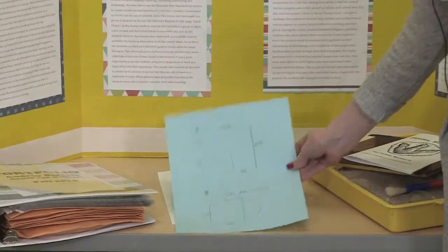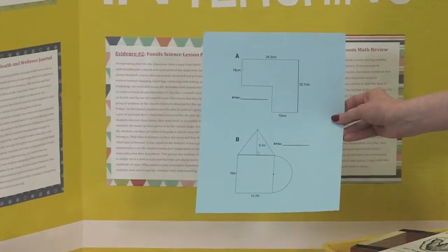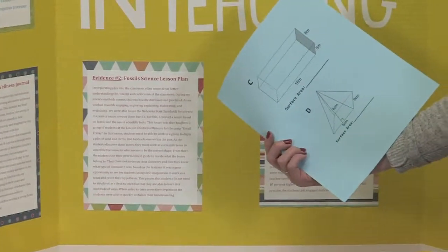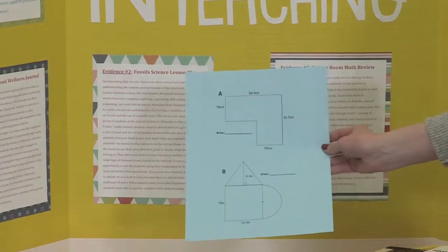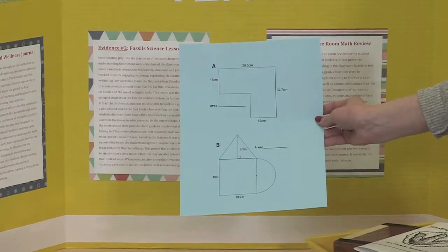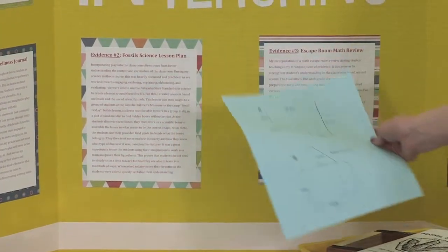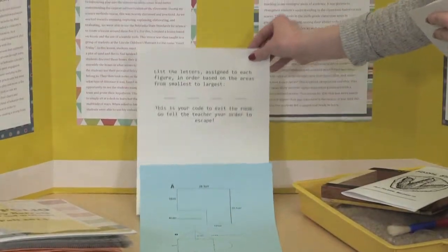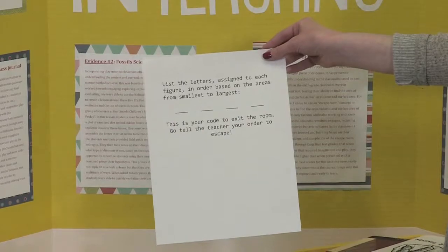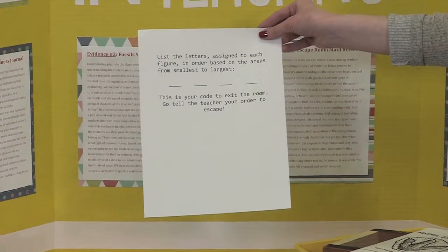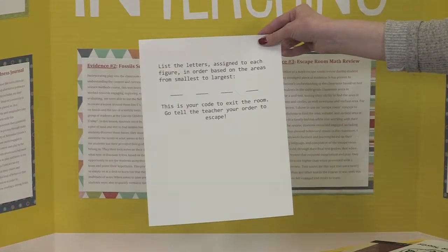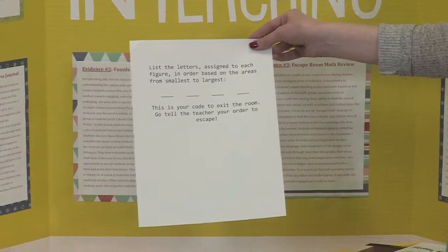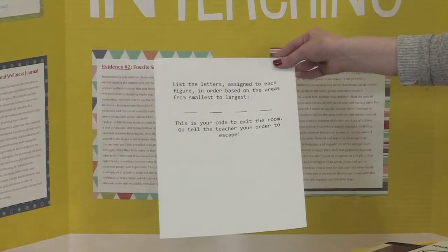On this sheet, they have composite figures, both front and back, each assigned a letter. Once they find the area of these composite figures, they were to put them in least to greatest. With the least to greatest, that gave them the letter code to escape the room. I had taped up an ABCD coder on the door, and they were to come up, press the correct buttons, and if they were correct, they could escape the room.